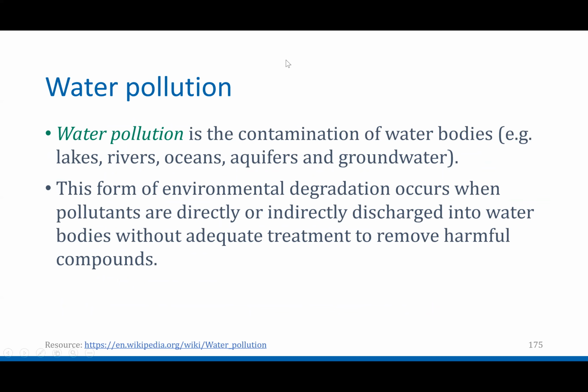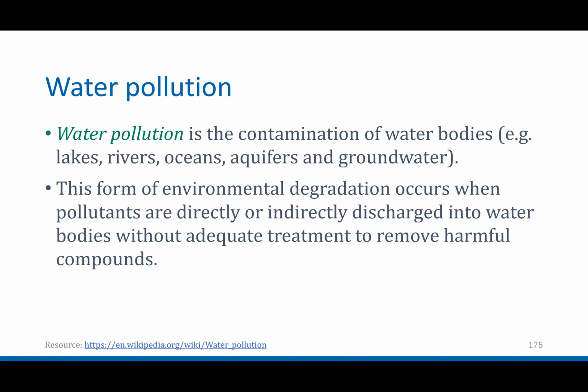So the definition of water pollution is the contamination of water bodies, of course, and this could be different types of water: lakes, rivers, oceans, aquifers, or groundwater. These can be things we use for fishing, for recreation. They can be protected land where we don't touch them at all. They can be drinking water. So depending on the use of the water, there are different types of acceptable pollution.